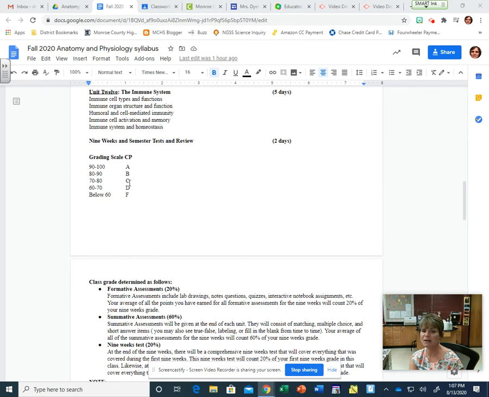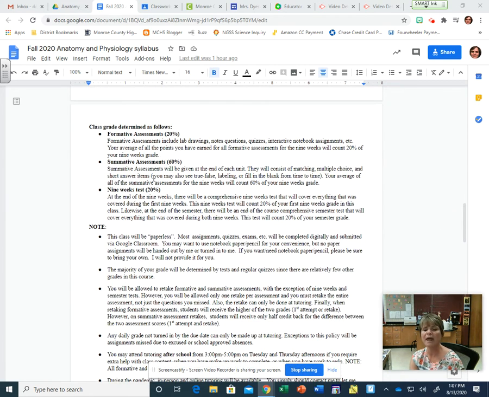You can see the grading scale here. Again, 90 is an A, and so on and so forth. Moving on, how is your grade going to be determined? First of all, we're going to have formative assessments that will count 20% of your grade. That's going to be things like drawings that I ask you to do by looking at slides under the microscope, questions over your notes, quizzes, and interactive notebook assignments you may have online. Things like that will be formative assessment grades, and that will count 20% of your grade.